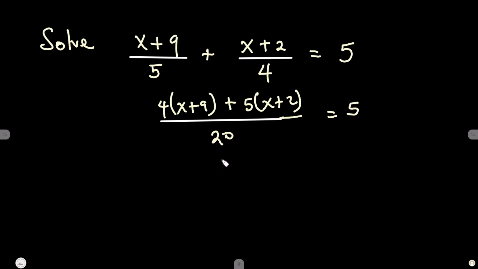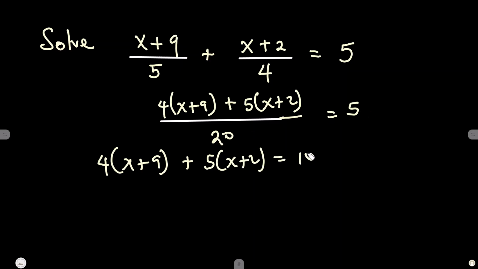Now I think what you need to do is multiply 20 and 5, so that becomes 4(x + 9) + 5(x + 2) = 20 times 5, which definitely is 100. And now you can open the bracket. 4x plus 4 times 9 is 36, plus 5x, and 5 times 2 is 10, and that equals 100.